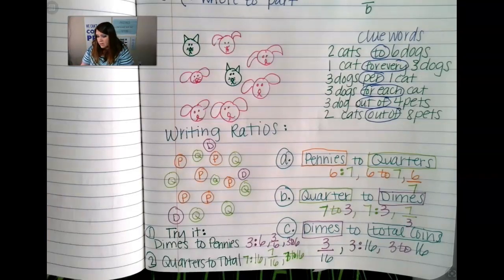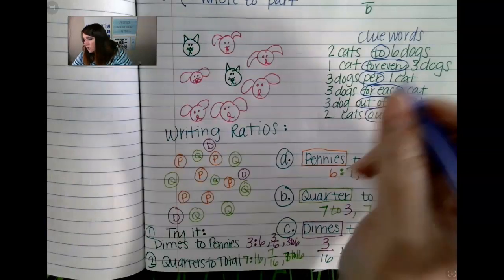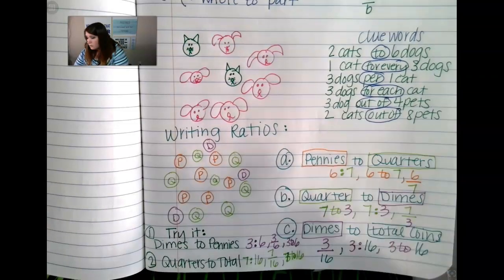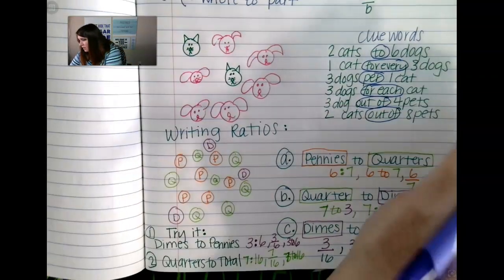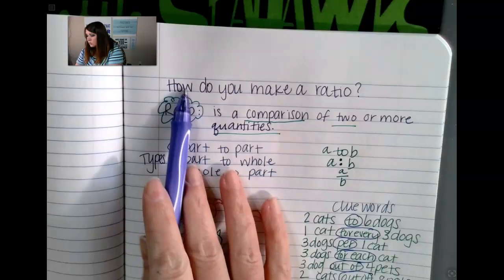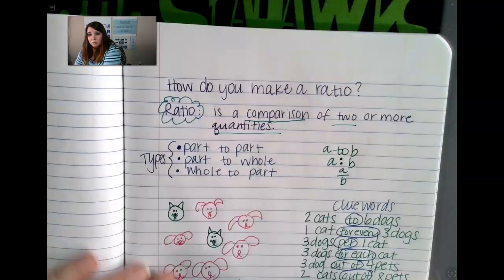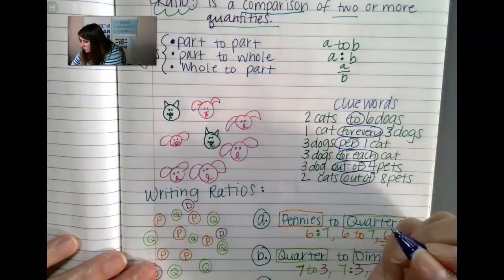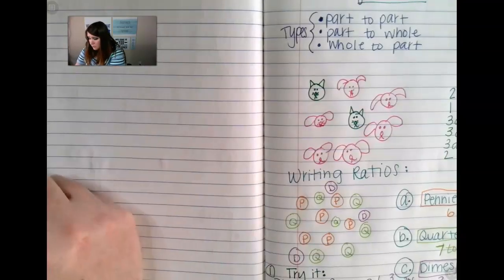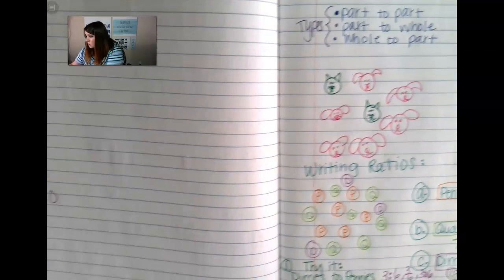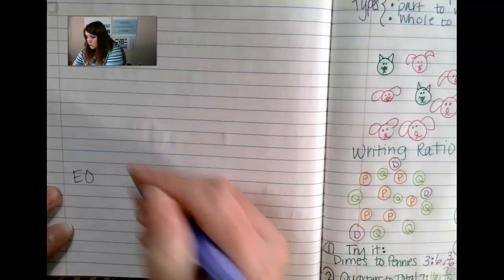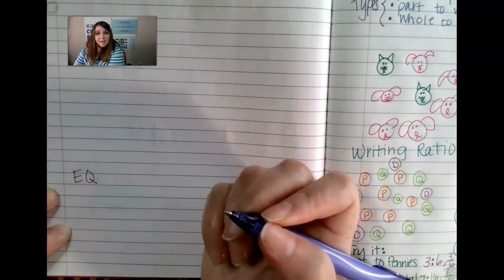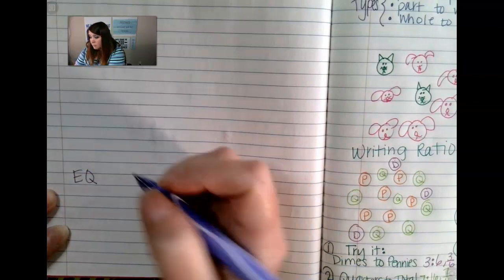All right, 6th graders, it is now time for you to answer your essential question. So find a spot on your paper here and answer this essential question. How do you make a ratio? So I'm gonna put it over here on this page. So answer your essential question. How do we make ratios?